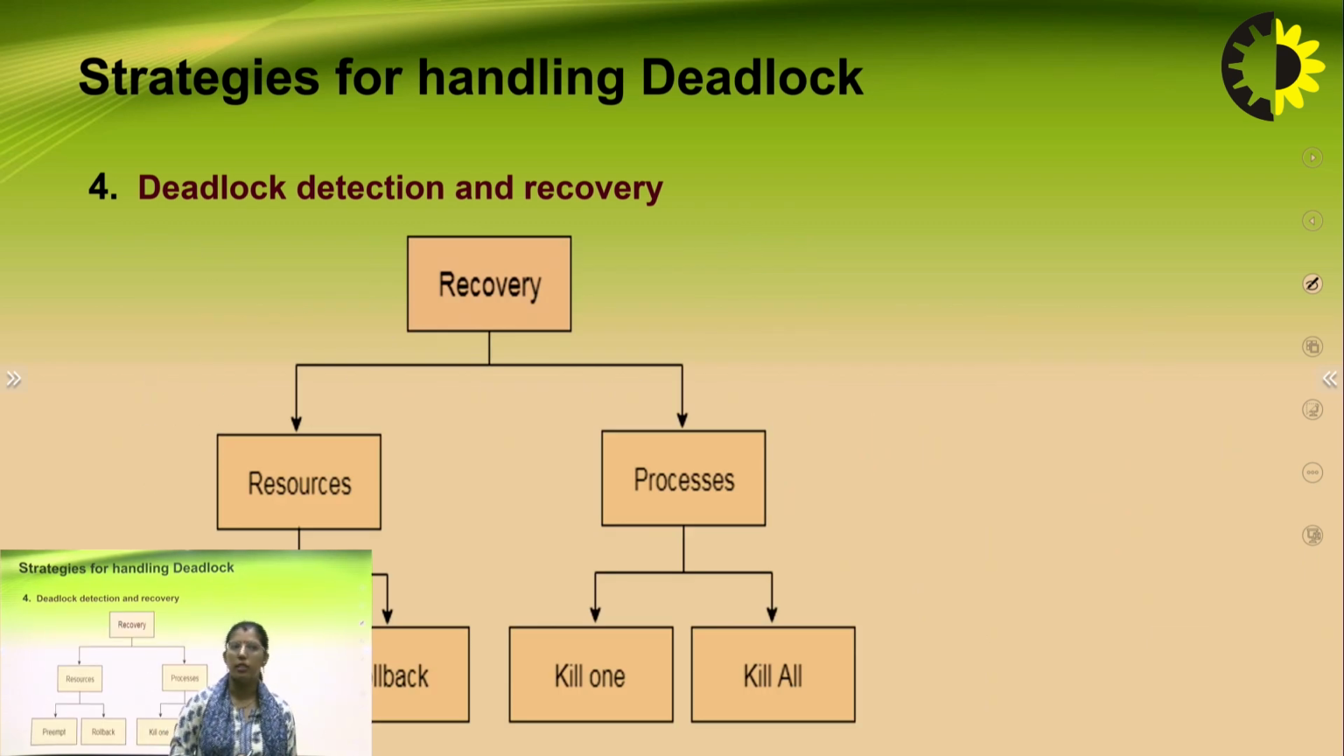Next one is recovery. Now we have two main things: one is resources and the other one is processes. For a resource to be recovered, either we need to preempt the resource, or we need to roll back that resource to a safe state where the deadlock is not happening. That is how a particular resource is recovered. In case of processes, we can perform two things.